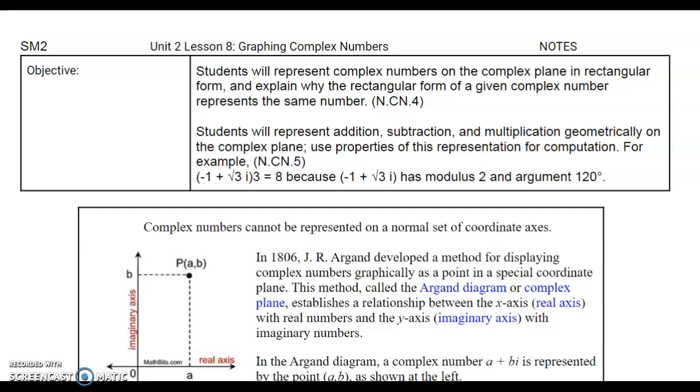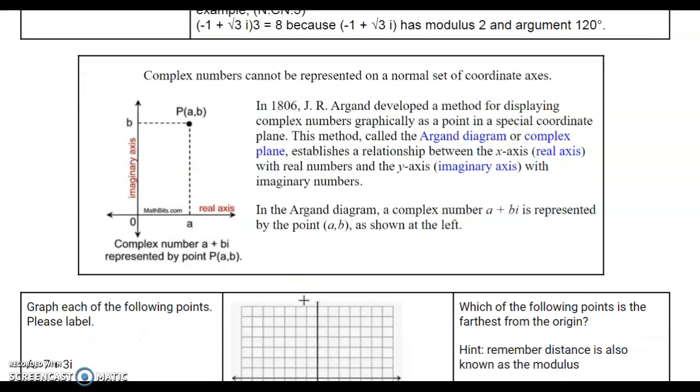All right, in Unit 2, Lesson 8, we're going to graph complex numbers and also find the angle, which is called the argument, that the angle makes with the x-axis. So, complex numbers can be graphed on the typical coordinate axis, except we're going to modify it.